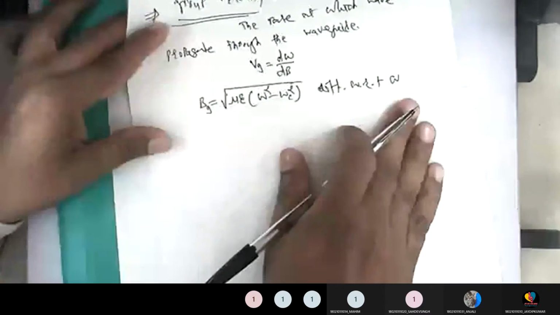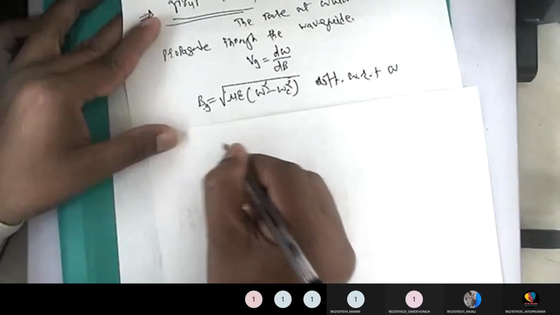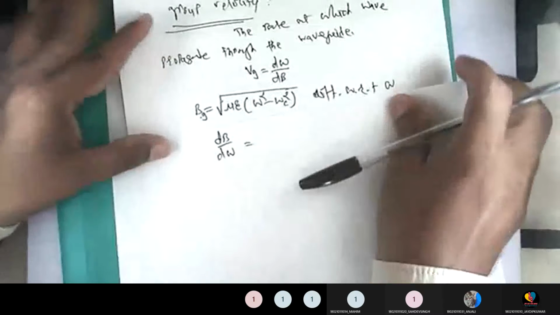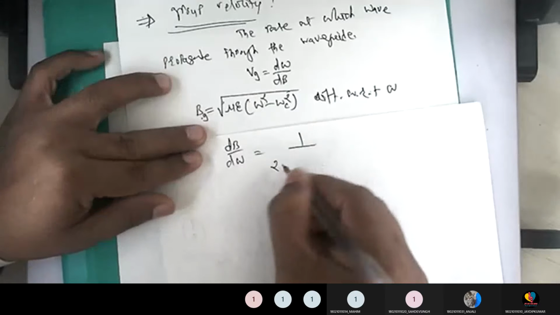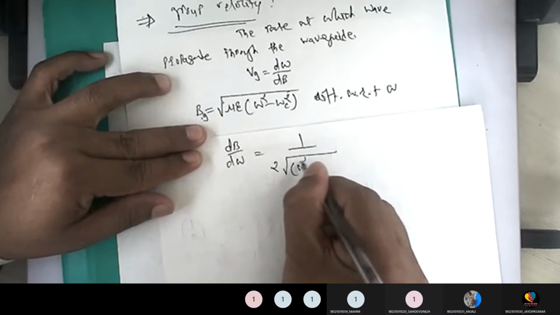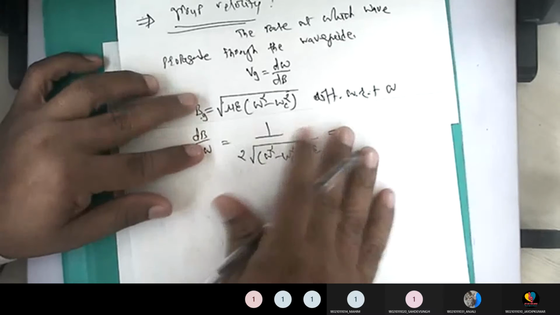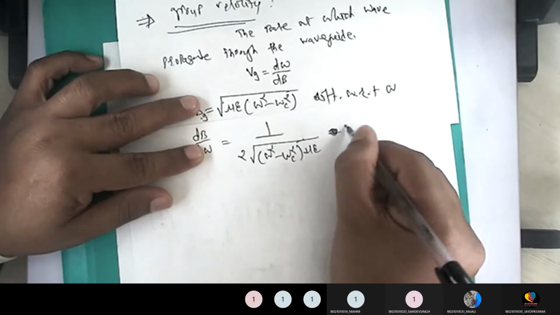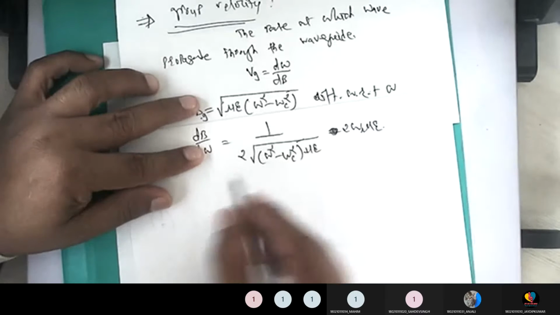So if I differentiate this beta g with respect to omega, then I will get dv by d omega, and that is nothing but equal to, because this is a square root, all of you are aware of the derivation, it is nothing but 1 by 2 in bracket omega square minus omega c square and mu epsilon, and once again you have to do the multiplication. So in multiplying, you will get 2 omega mu into epsilon.